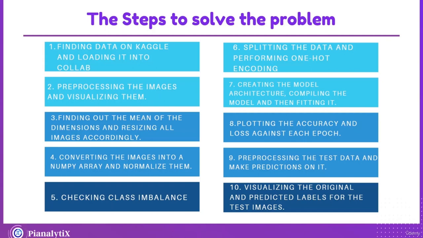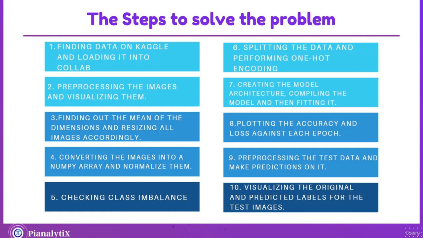Then we will find the mean of the dimensions of these images, and we will resize all the images into the same size, the same format. Then we will convert these images into a NumPy array, because we need to mathematically work on them. We need to mathematically compute them. So we'll convert them into a NumPy array and normalize them.